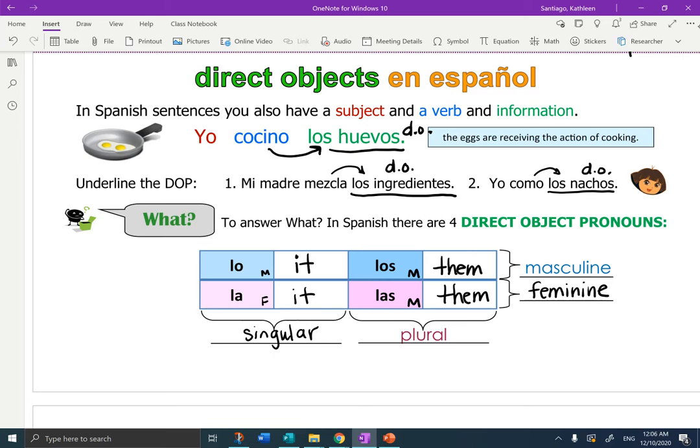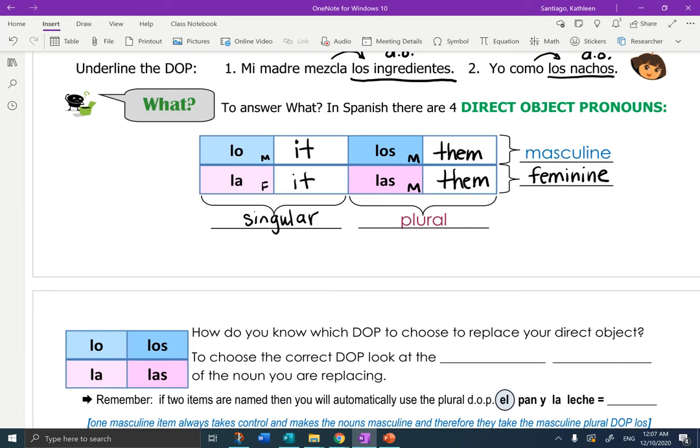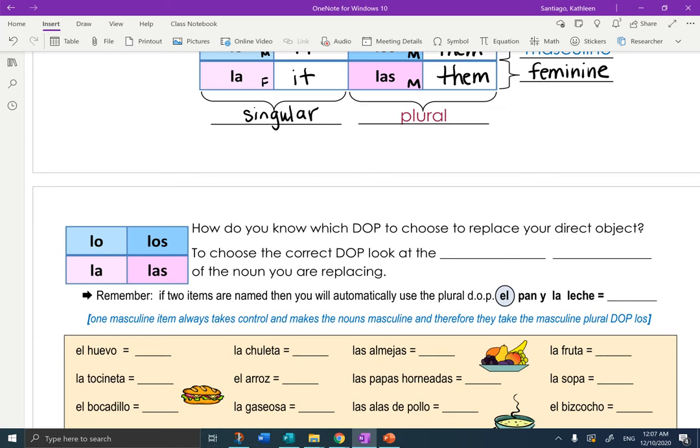So again, lo, singular, masculine, it. La, singular, feminine, it. Los, plural, masculine, them. Las, feminine, plural, them. Okay, so there are 4 DOPs. How do I know which DOP to choose to replace my direct object? To choose the direct object pronoun, look at the definite article of the noun you are replacing.